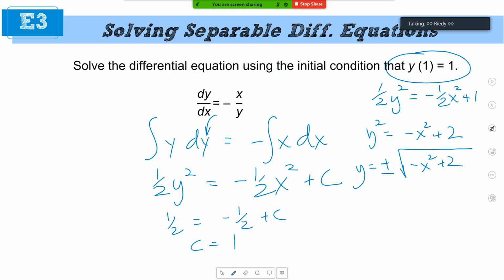Now, how did it go from 1/2 y squared equals negative 1/2 x squared plus 1 to just y squared equals negative x squared plus 2? Great question. I multiply both sides by 2. Earlier you said you could have gotten rid of the fractions: 1/2 y squared equals negative 1/2 x squared plus c. When you do that, would it become 2c? No, it just becomes 2.